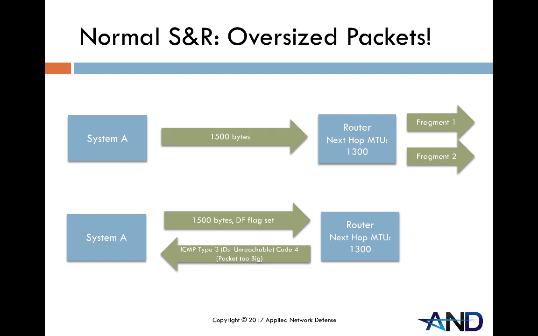At that point, System A can fragment the packet itself or do some other type of wizardry with the application layer protocol to break up the data size into a smaller chunk and then retransmit it to the destination host so that it can make it across the networks it's trying to traverse to get wherever it's going. So that's really the interaction we see when the don't fragment flag is set.